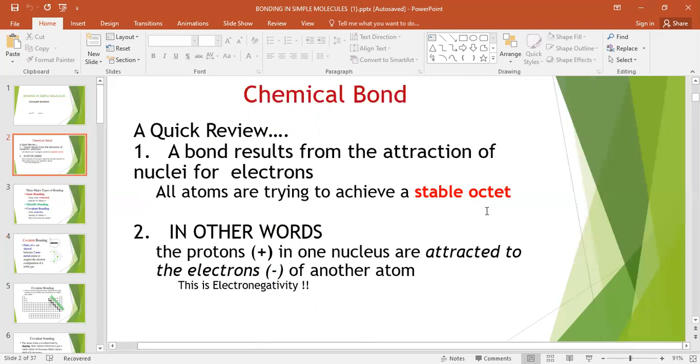Octet means the last shell, the outer shell, the stable shell. They are going to complete their outer shell to get stability. That's why they form a chemical bond. So stable octet means they want stability of the outer shell. If the outer shell has 1 electron but we need 8, it's unstable. If the outer shell has 7 electrons, we need 1, also unstable. But if the last shell has 8 electrons, yes, that is stable.